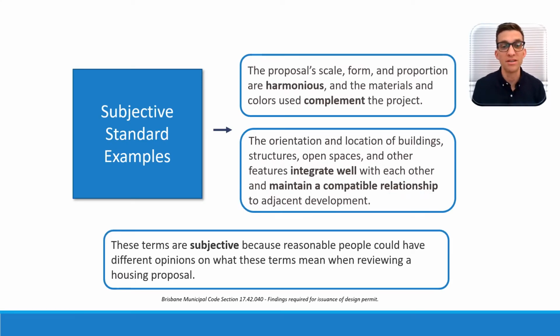So, subjective standards. Now, these are taken from Brisbane's code, but I will say if you look at any zoning ordinance throughout California, you'll find a lot of the same type of language. A proposal's scale, so a new housing development's scale, form, and proportion are harmonious, and the materials and colors used complement this project. The project integrates well with each other and maintains a compatible relationship to adjacent development.